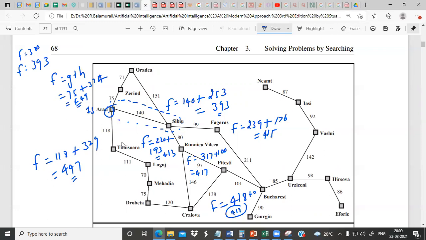Again from CPU, if you identify, Fagaras can be reached with f value 413. Fagaras is promising that it can take it to the goal state with a cost of 413. Sorry, Rimnicu Vilcea and Fagaras promise a cost of 415. Now, this also we should consider. Zerind 449, Timisoara 447. So now which is the minimum?